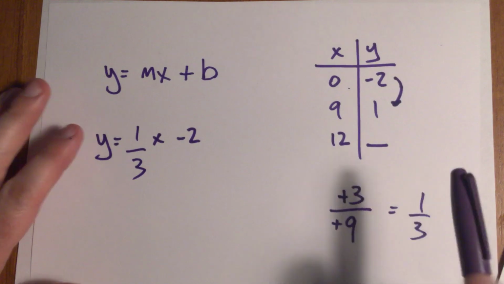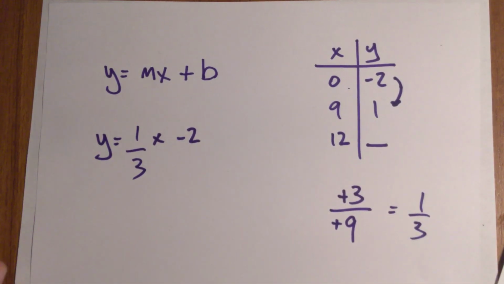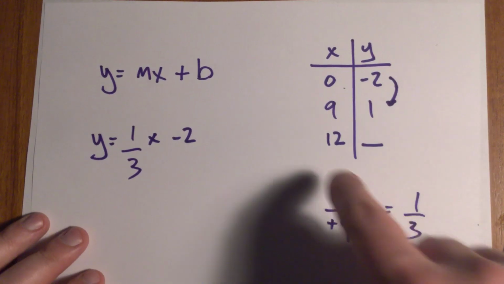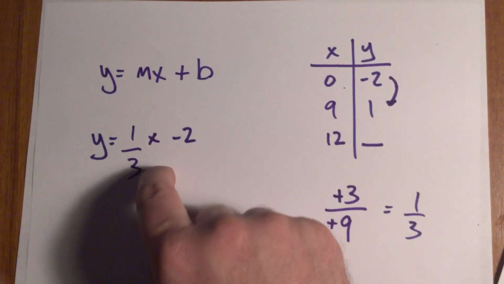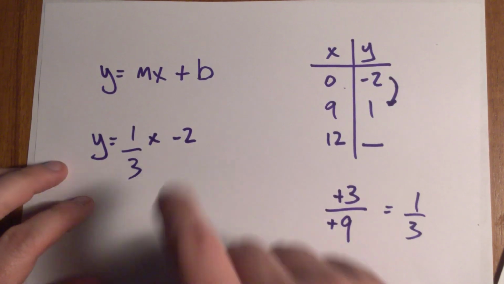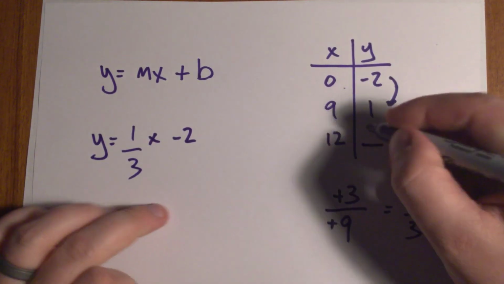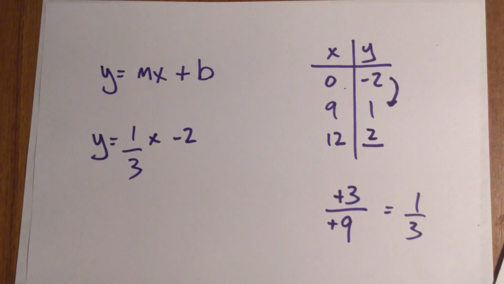All right, so there's a couple ways we've learned to do this. I can input 12 into this, so you can do it in your head. 12/3 x is 4. 4 minus 2 is 2. So there's an answer.